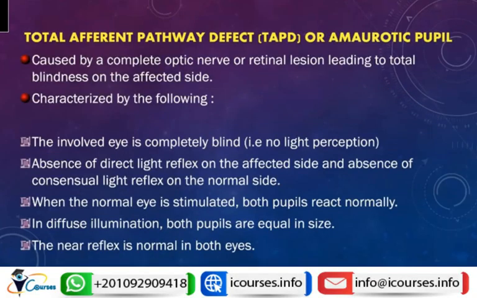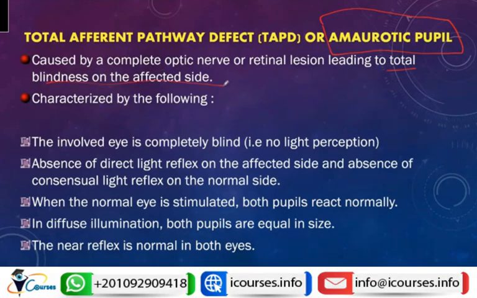So let's start with the total afferent pupillary defect, which has another name. It's called the amaurotic pupil. So what does it mean to have an amaurotic pupil or total afferent pupillary defect? This means that the visual pathway is completely damaged or completely cut, or there is a severe destructive retinal lesion that will cause total blindness in the affected eye.